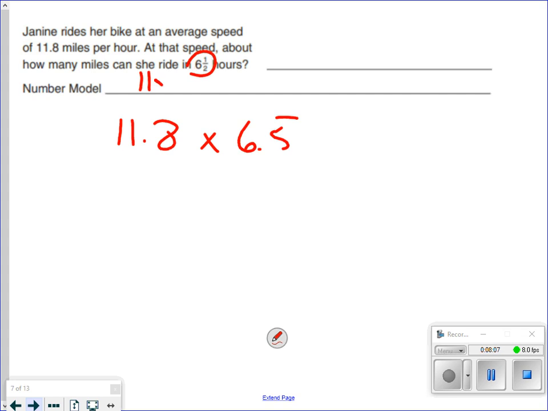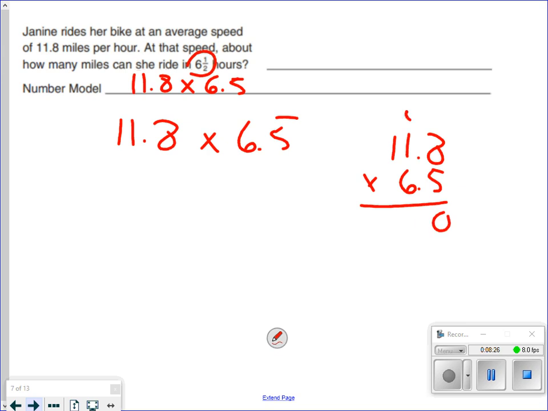11.8 times 6.5. Let's solve it. 11.8. Remember, I want you pressing pause and I want you following along, okay? 0.5. 8 times 5 is 40. 5 times 1 is 5, plus 4 is 9. 5 times 1 is 5.